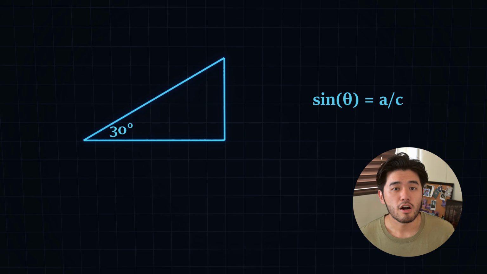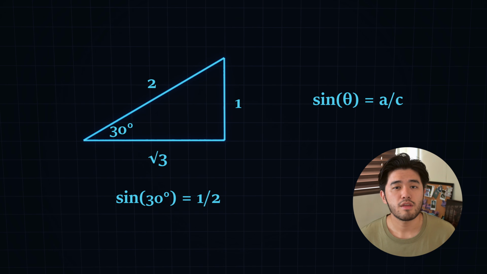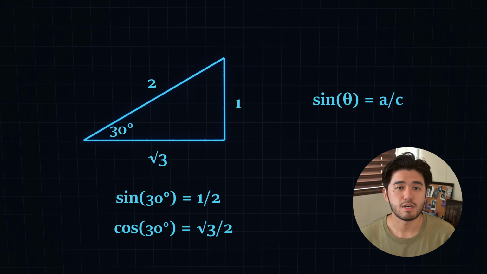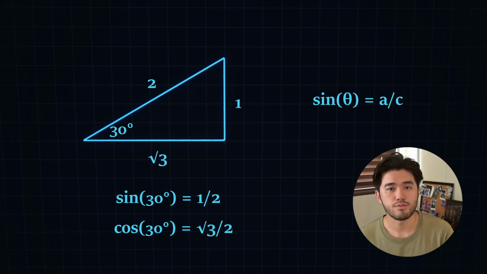For example, let's look at a triangle where theta is 30 degrees. The longest side is 2, the opposite side is 1, and the adjacent side here is the square root of 3. So by definition, sine 30 degrees equals 1 over 2, and cosine 30 degrees is square root of 3 over 2. But how is this helpful in making games?